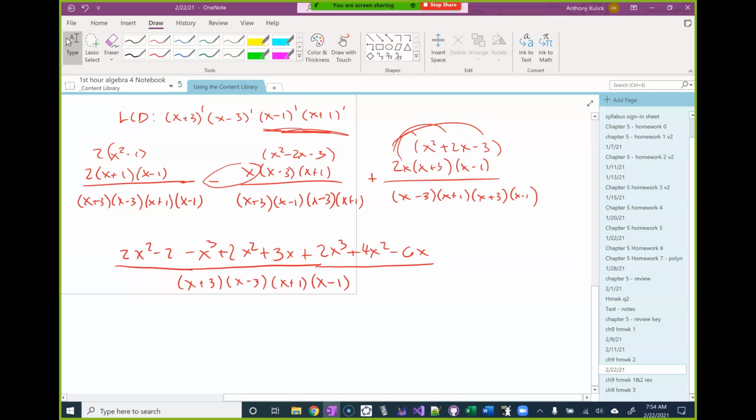So now I'm going to hunt for like terms here. I have negative x cubed and positive 2x cubed, so that's going to make just a positive 1x cubed. I have 2x squared, another 2x squared, and a 4x squared. That gives me 8x squared. And then I have a 3x and a negative 6x. That's going to give me a negative 3x. And then I just have that negative 2 left over.